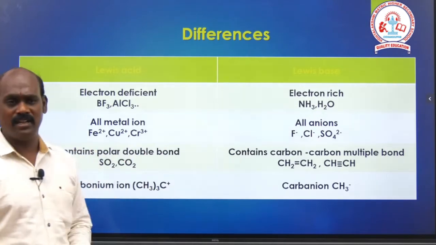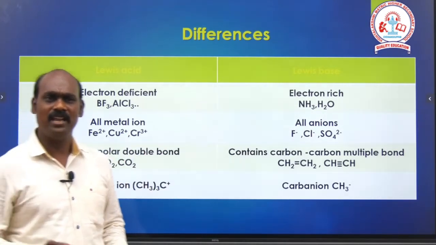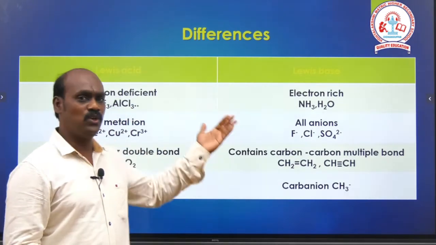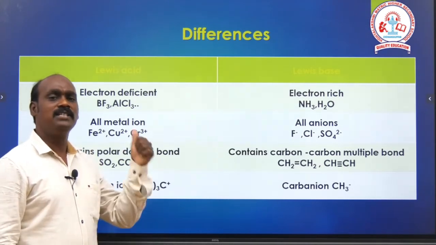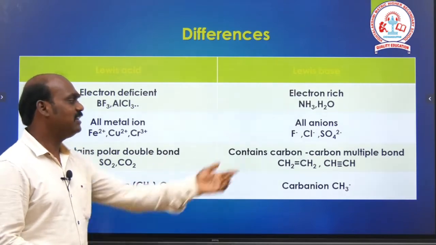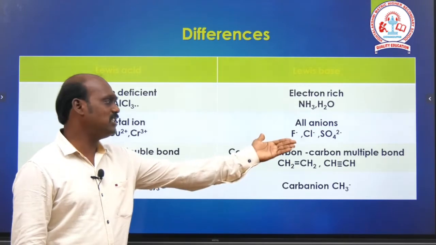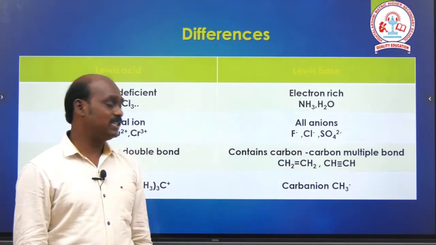Then all metal ions. So what is a metal? Metals are nothing but electropositive elements. Okay, already it is an electron deficient one, so it belongs to Lewis acid. So iron, copper, chromium, these ions are considered as Lewis acids. Then negative ions, fluoride ion, chloride ion, sulfate radicals, all these species having a negative charge on them belong to Lewis bases.